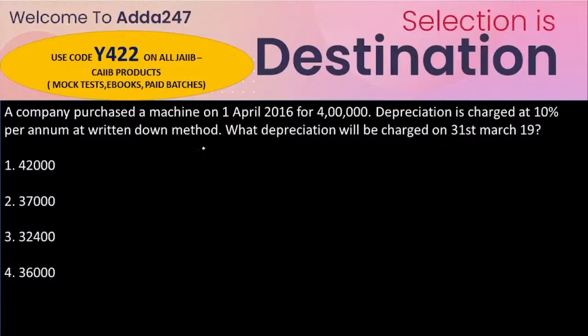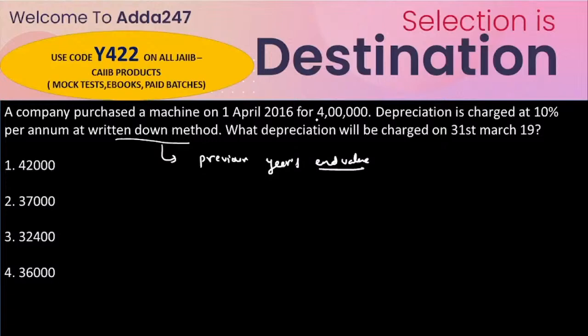Okay, the written down method is also understood as the declining balance method, or the diminishing balance method, or the reducing balance method. In the declining balance method, or the written down method, the depreciation rate is charged on the previous year's end value. Just one thing you have to understand: in the written down method, the depreciation rate is charged on the previous year's end value.